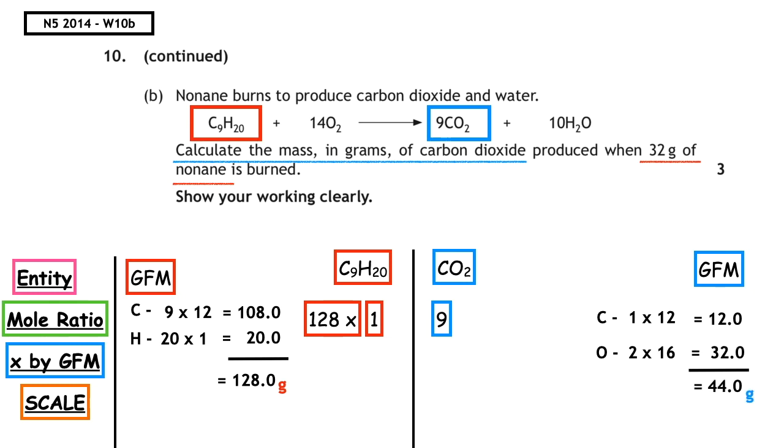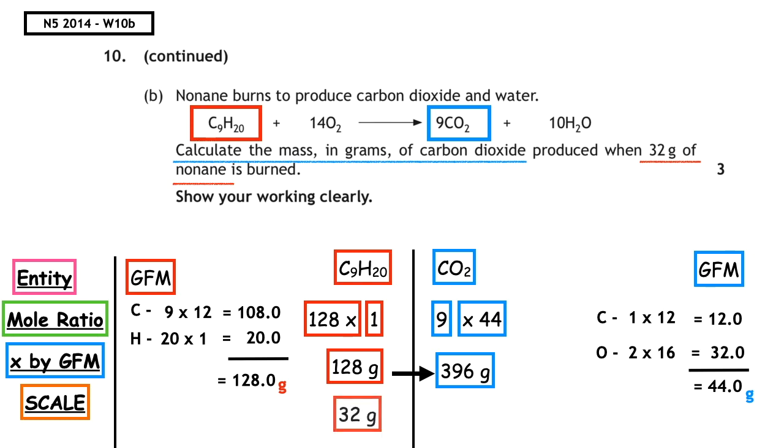We then want to multiply those sides out. 128 times 1 equals 128 grams. 9 times 44 gives us 396 grams. We look at the information they've given us in the question. They've given us 32 grams of nonane, same substance, same side. So we pop the 32 grams directly underneath the 128 grams to do with the nonane. We then do our cross multiplication. 396 times 32 divided by 128 gives us 99 grams of product.